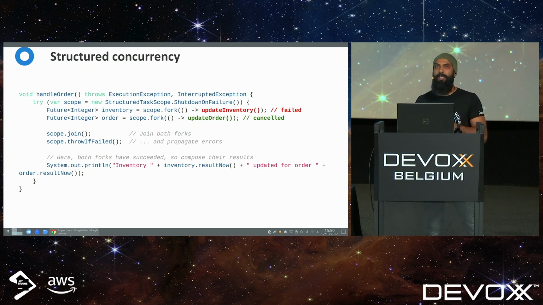So we are saving resource time, we are not having thread leaks. This is managed by the cancellation policies implemented by shutdown on failure. You can also plug in other policies. There are some default policies, you can add more.